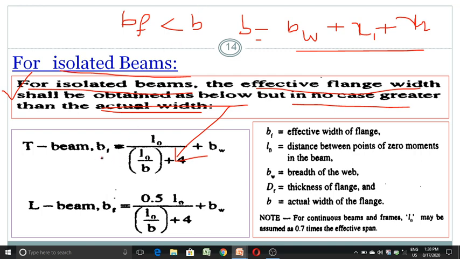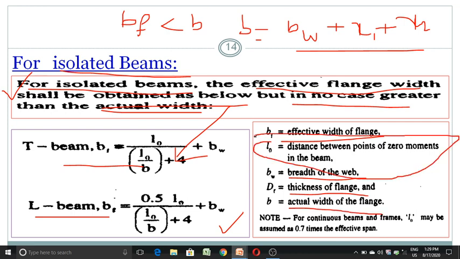Then how do we calculate this BF from the formula? For isolated T-beams, BF equals L0 by L0 by B plus 4 whole, into BW. For isolated L-beams the formula is like this. You know BF is the effective width of the flange, BW is the width of the web, DF is the thickness of the flange, and B is the actual width of the flange.